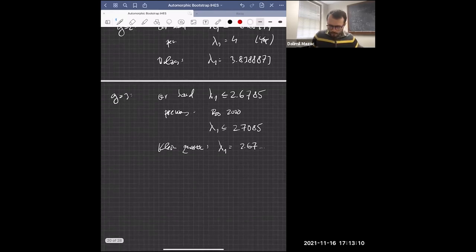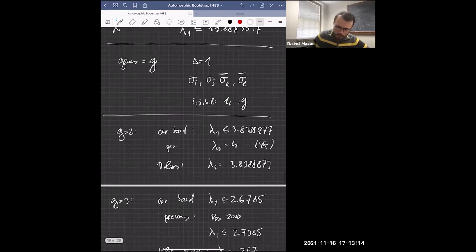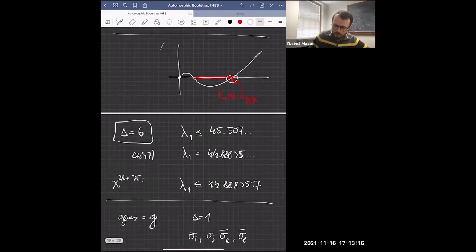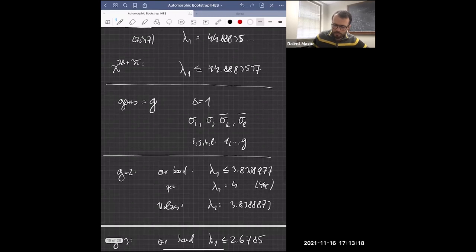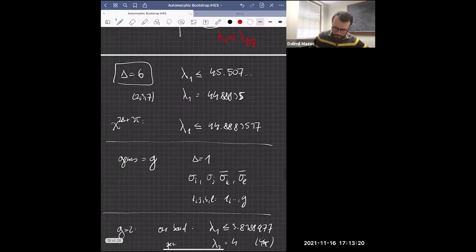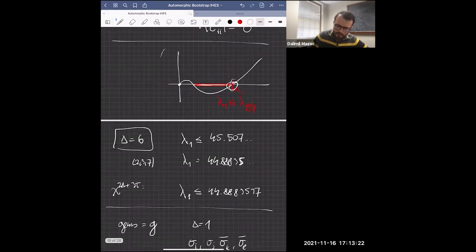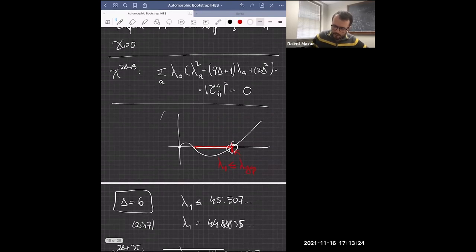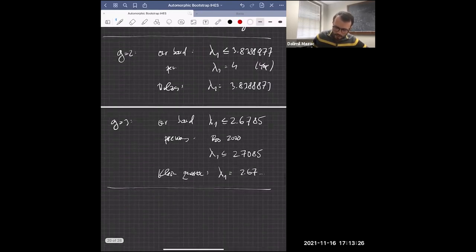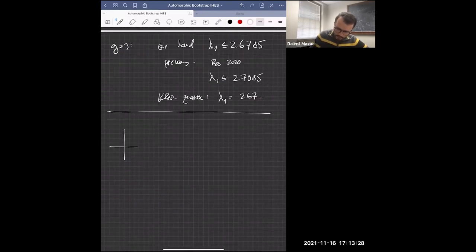Okay. Oh, by the way, I should also say that in the cases when the bound is saturated, you can extract not just the first eigenvalue, but also, in principle, all the eigenvalues. Right. If the bound is saturated, this linear functional must vanish on the entire spectrum. So you get this structure of double zeros.